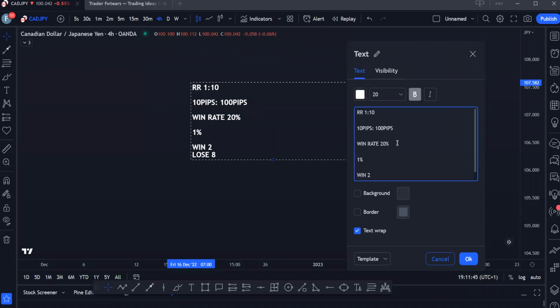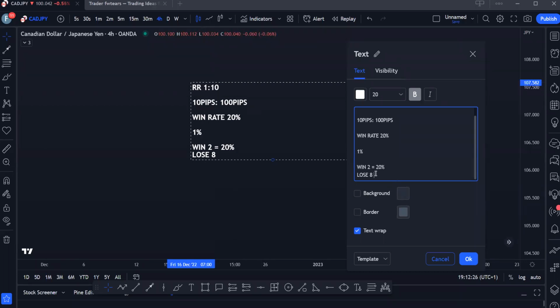1% per trade. Okay, so if you win 2 trades, remember your risk to reward is 1 to 10. So 10 times your risk. So if you win 1 trade, based on your risk, that is 1. So that'll be 1 times 10. That's your win. So on each trade that you win, you grow your account by 10%. Times 2, that is 20%. So you would have grown your account by 20% based on your very high win rate.